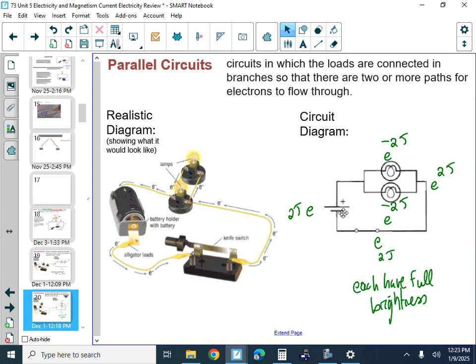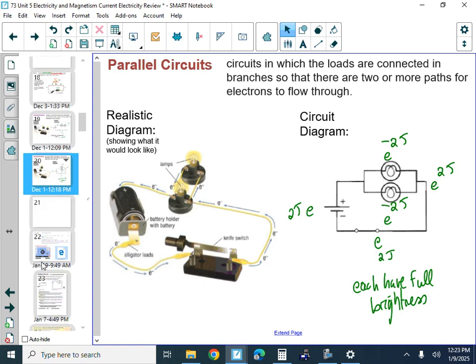In a parallel circuit, they have 2 distinct paths. Electrons can go through the bottom path or the top path, and either way, they're going to have the full amount of energy drop off. That's why loads in parallel get the same amount of voltage, the same amount of energy.